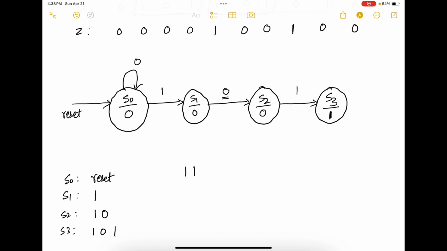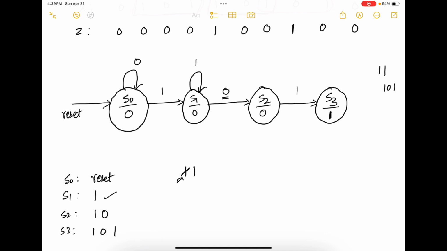Now, what if you get a 1 from S1? If you get a 1 from S1, it means that you are still in the same state, because your sequence was 1 and a 1, and we are only looking for 101. The best way to know where to go is you take S1, which you reach by having a 1, and from there you got a 1. Now you see if there is any state with 1 1. No. So you cancel out the first 1, and then you see if there is a state with 1, and that is S1. So you remain in S1.